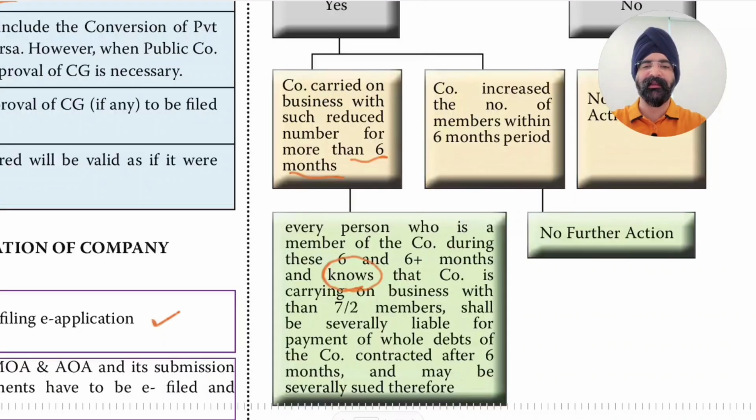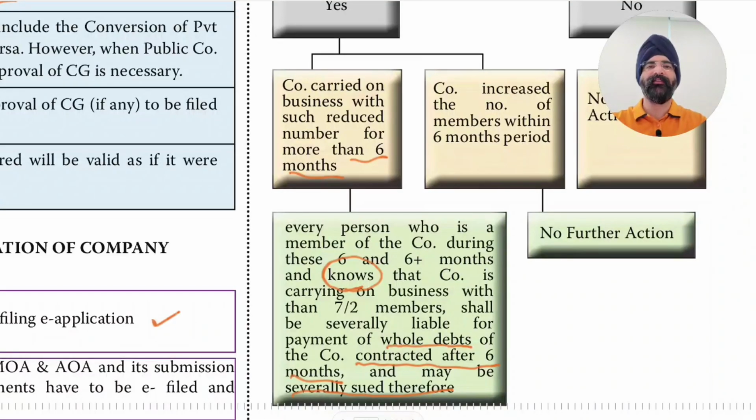If a company carries on business without the minimum number of members, the members shall be severally liable for payment of the whole debts of the company contracted after 6 months, and may be severally sued therefore. Severally sued means one member can be made liable for all the debts, the whole of the debts.